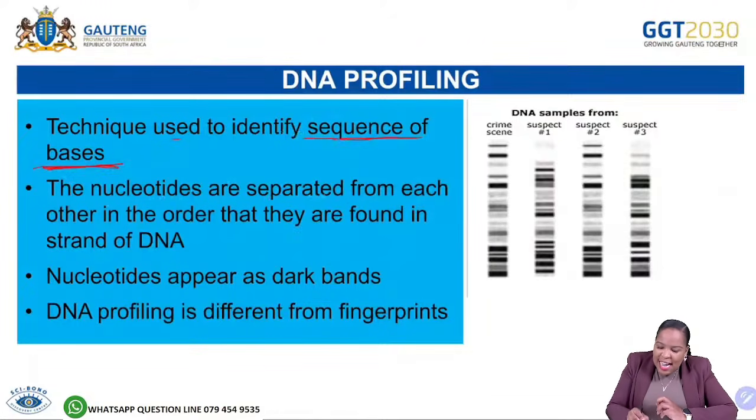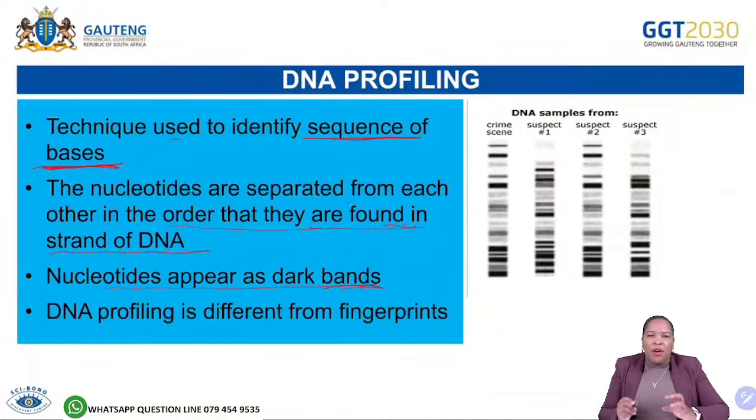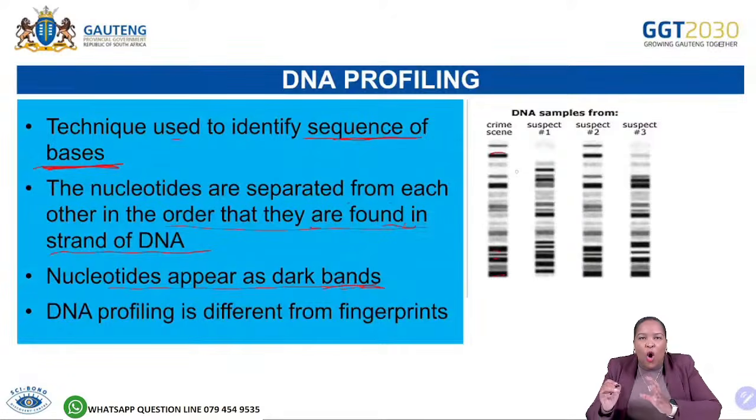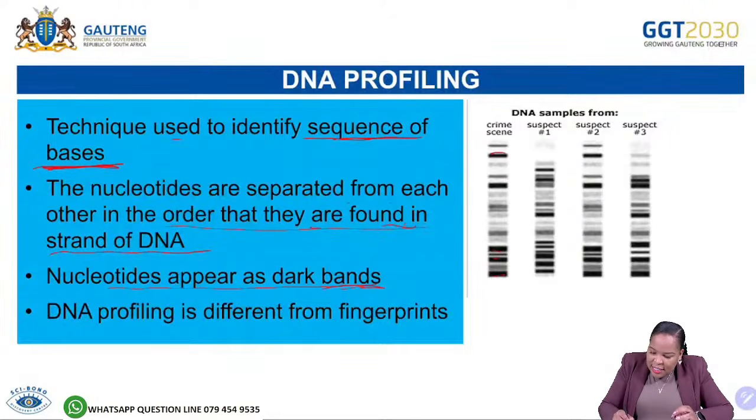Now, the nucleotides are separated from each other in that they are found in the strand of DNA. Now, the nucleotides appear as dark bands. I know you are familiar with this. What you're seeing here on the right, this is a sample, a DNA profile. It has all the information that was collected when they were doing what? DNA profiling. Now, when you see these dark bands, it tells you that these are the nucleotides. They are going to appear as dark bands.